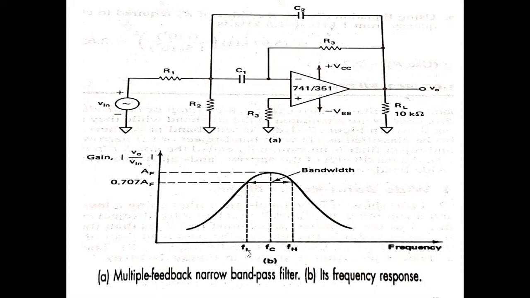Compared to the previous band pass filter, the passband is a little bit narrower here, and hence the frequency response of the narrow band filter is narrower, and it is also called a narrow band filter. This is the frequency response of the narrow band pass filter.